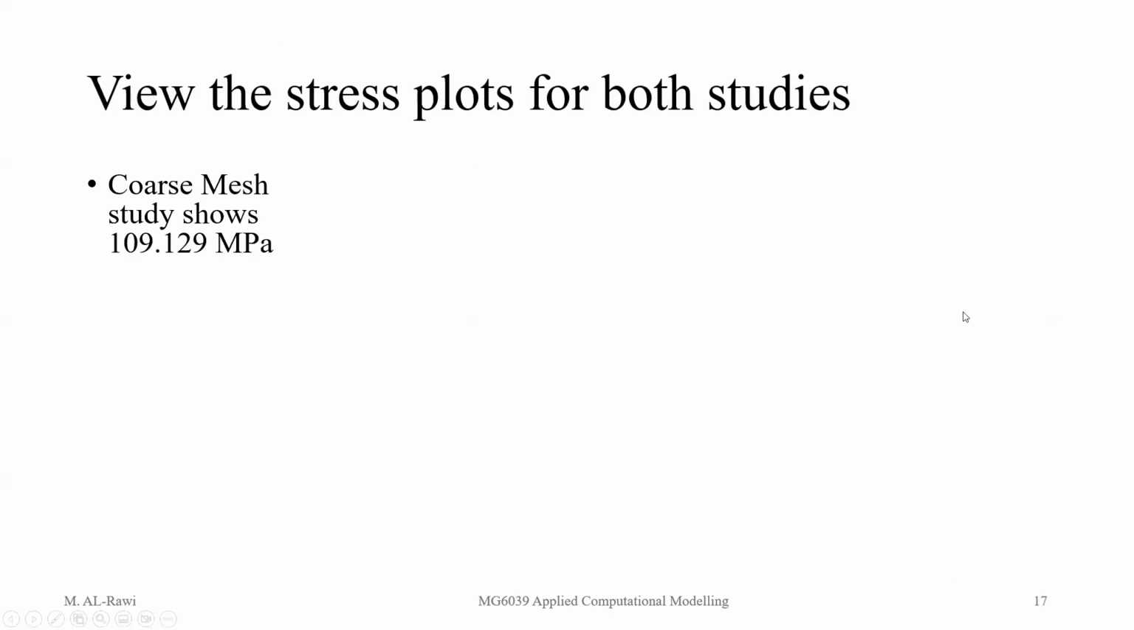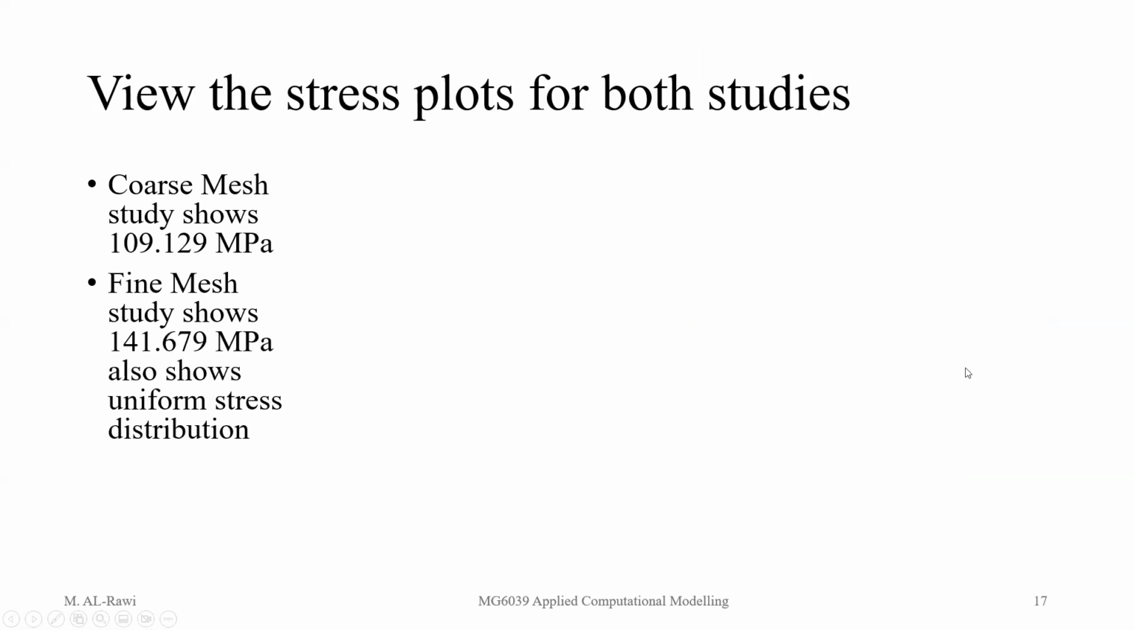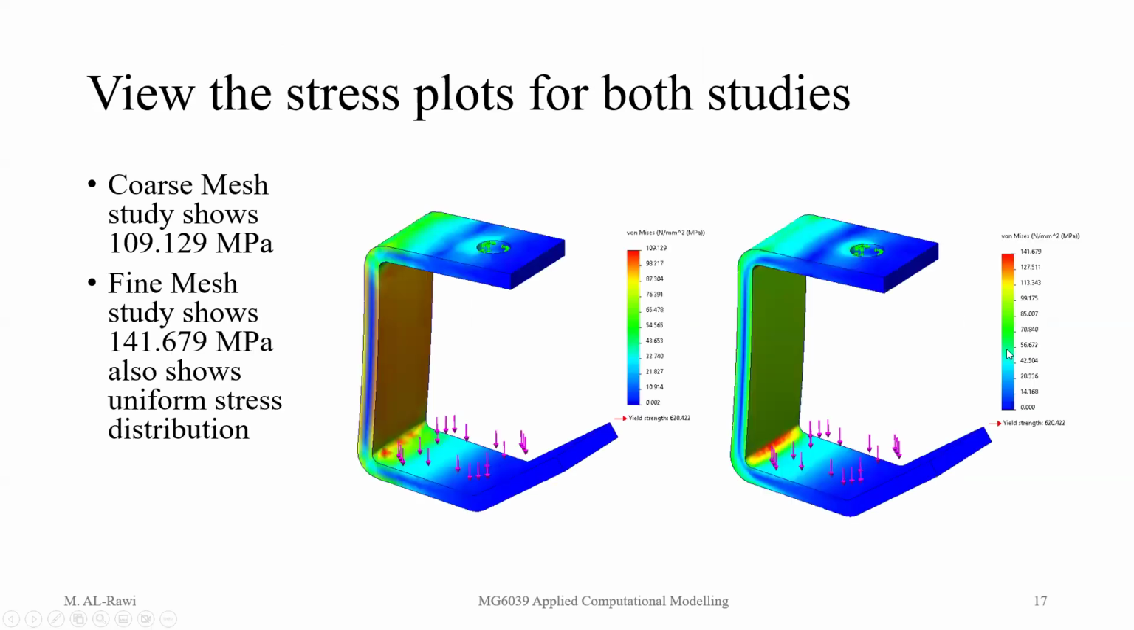Cool. So now when you run these studies, we can compare between them. For the coarse mesh, you can click on Coarse Mesh every time you switch from one study to another, and you can see the difference in the stress concentration. For the coarse mesh, we reached 109.29 megapascal. For the fine mesh, we got 141, which is closest to the realistic one. I took the images here, but you can switch between them, go to the results, and compare the values.